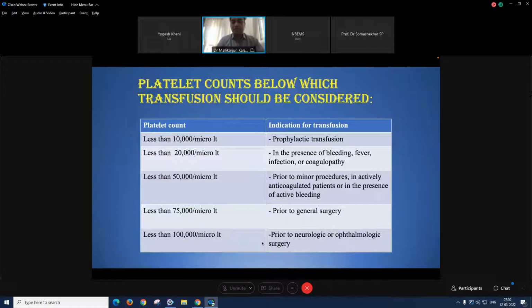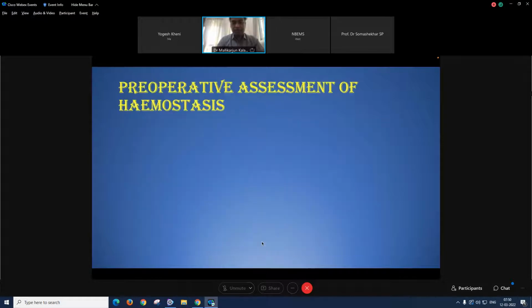Now, if the platelet count is more than 50,000, most of the minor procedures and surgeries can be done. And for a general surgery or extensive oncologic surgery, neurosurgery, we try and maintain a platelet count of more than 100,000.